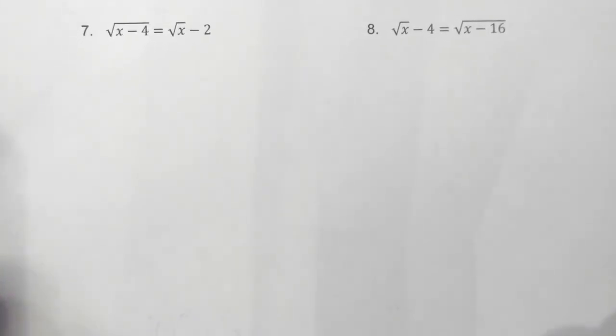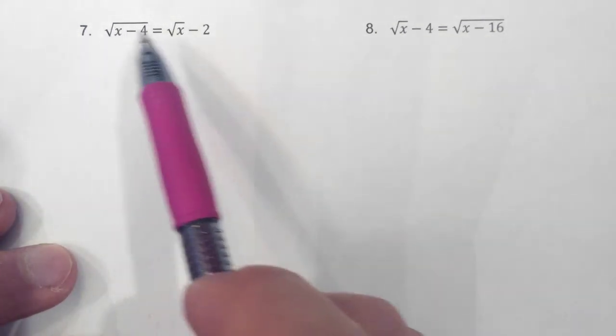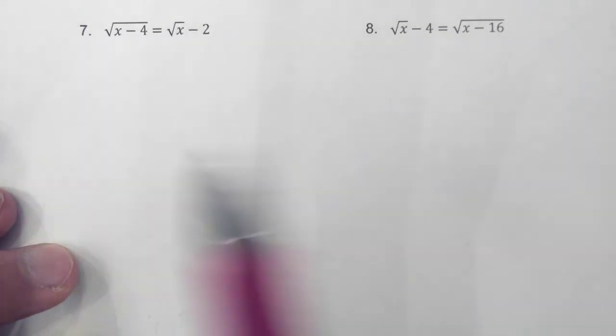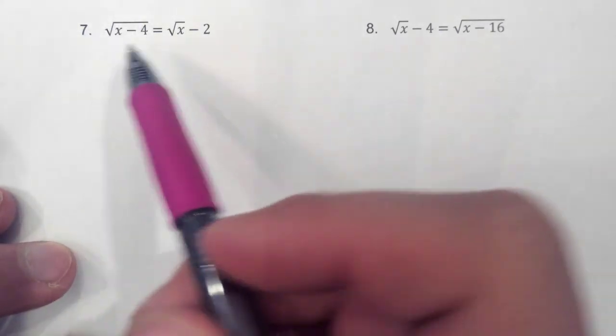All right, on the back, just one more example. So here we see we have a radical isolated on the left. It is not isolated on the right. That's okay. The goal is to just get one of them isolated, which we do have. So we are ready to square both sides.